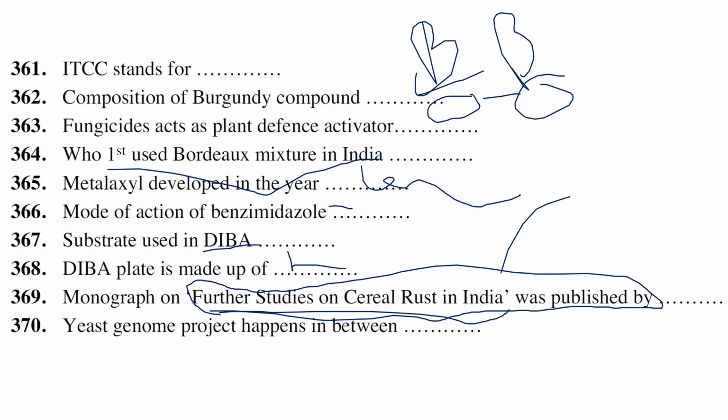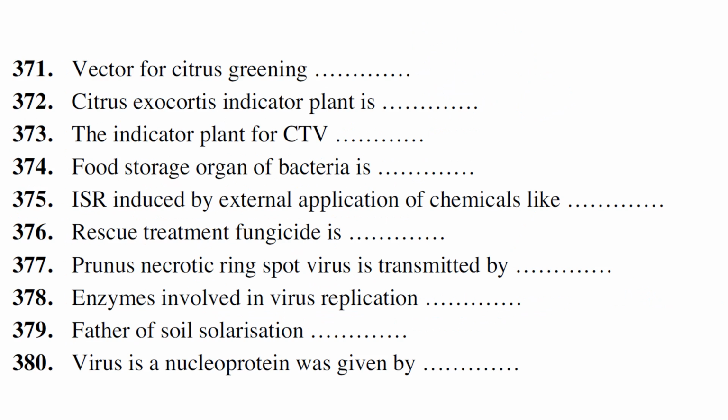The Yeast Genome Project happens in years between. The Yeast Genome Project is considered to be the first genome sequencing project in fungi. In plant pathogenic fungi, that is rice blast only, Magnaporthe oryzae. Generally fungi means yeast. Okay, it happens in the year between 1989 to 1995.